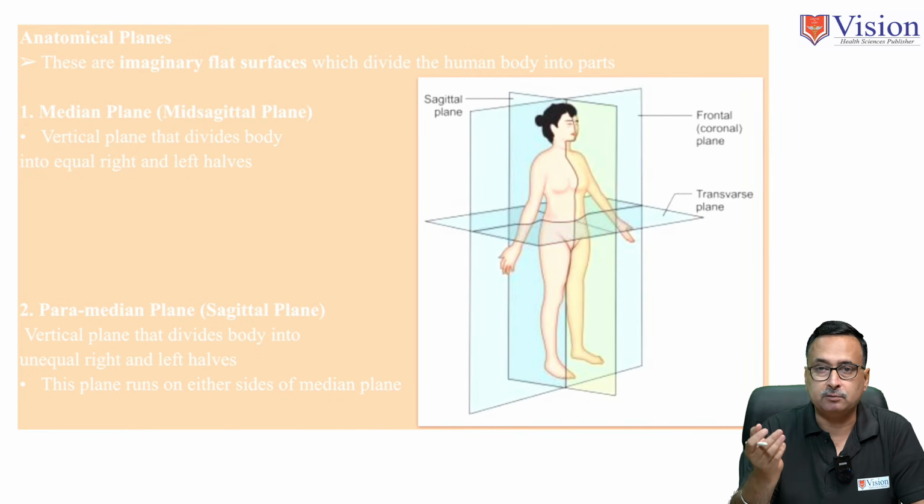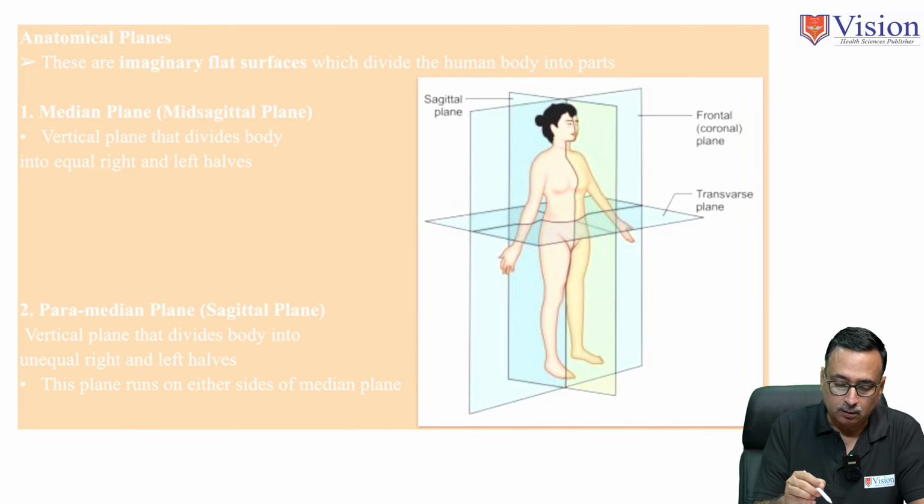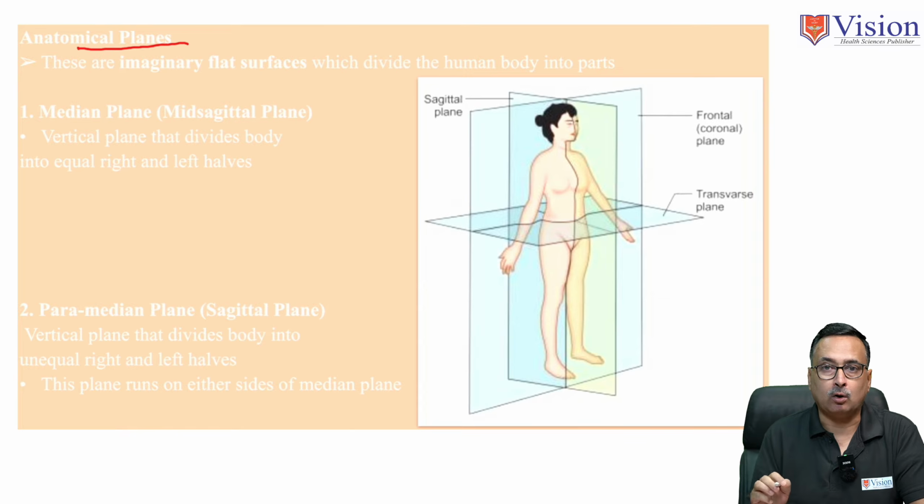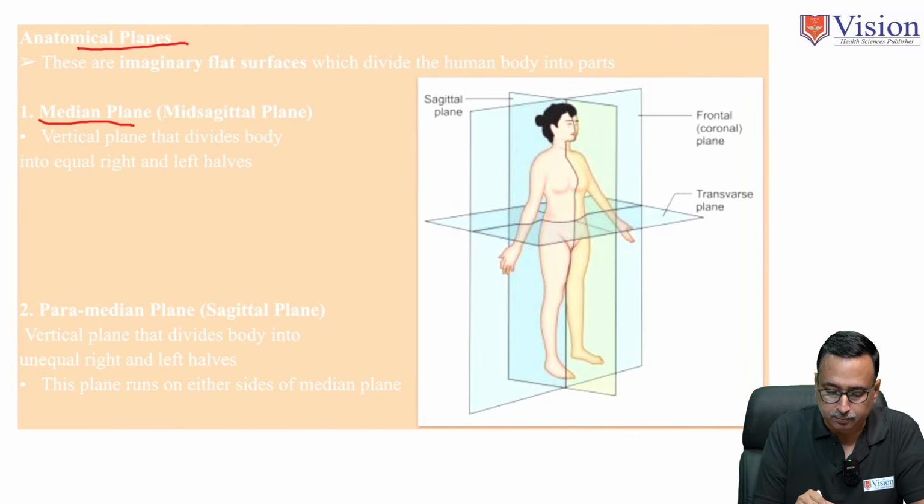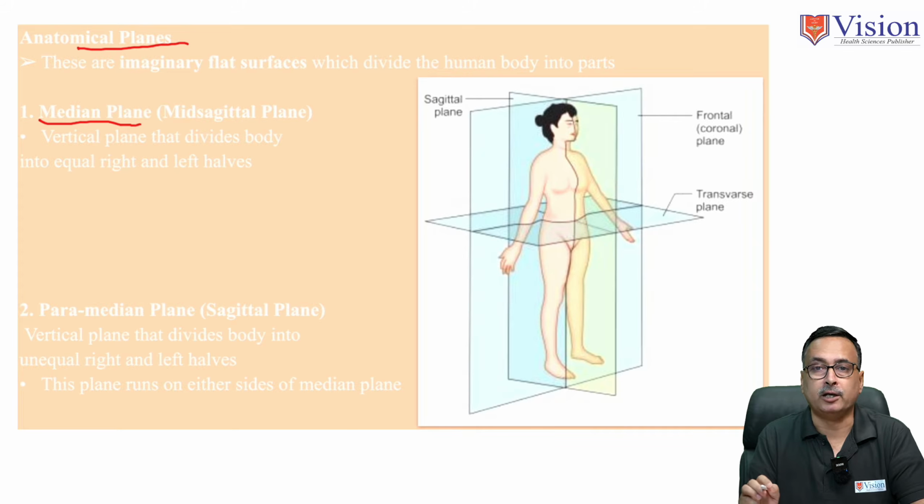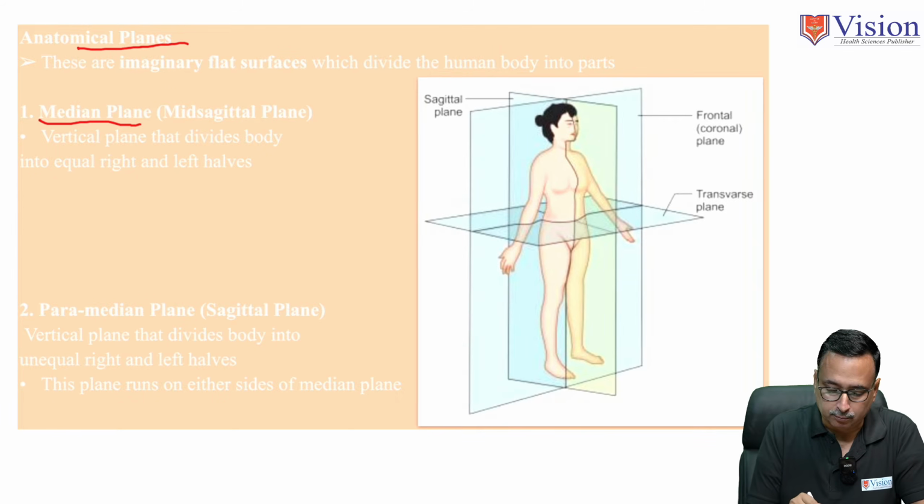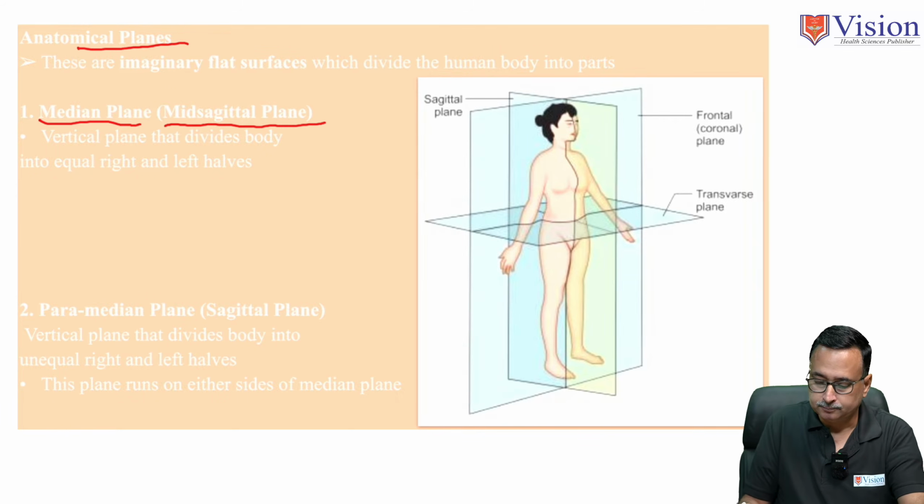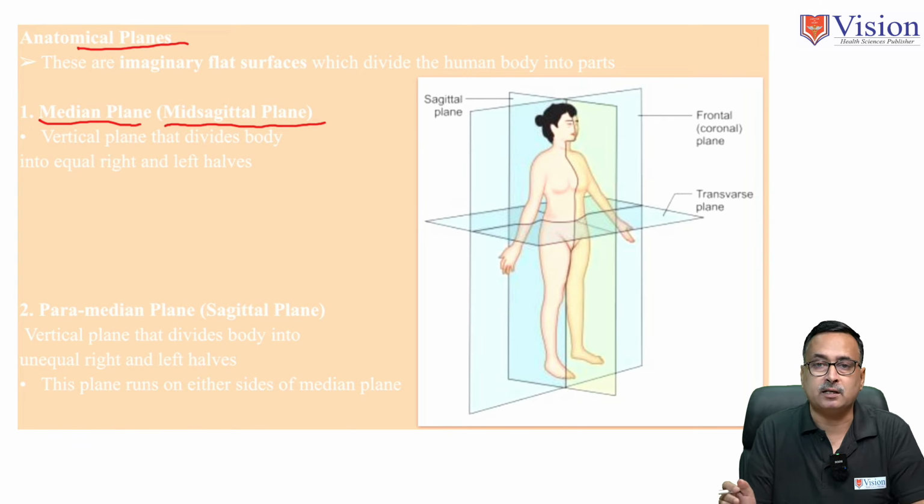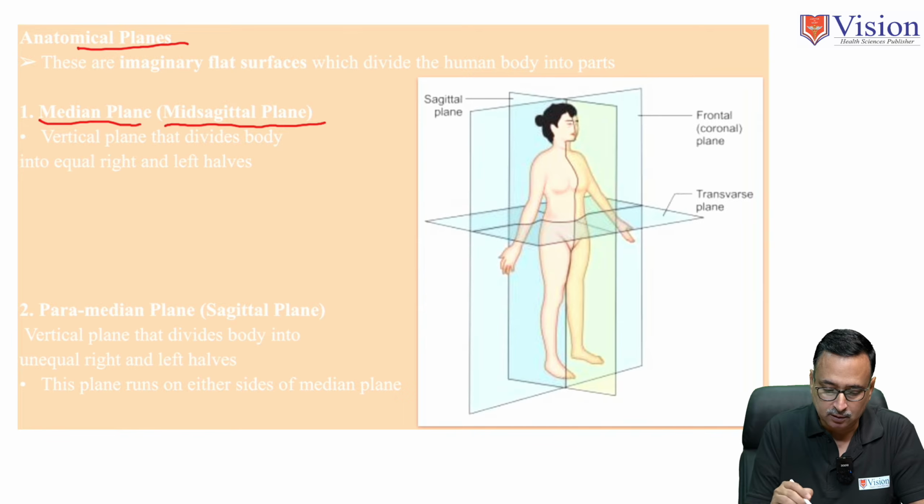Depending on the direction, anatomical planes are of the following types. First one is the median plane. Median plane is also called the mid-sagittal plane. This is a vertical plane and it divides the body into 2 equal right and left halves.